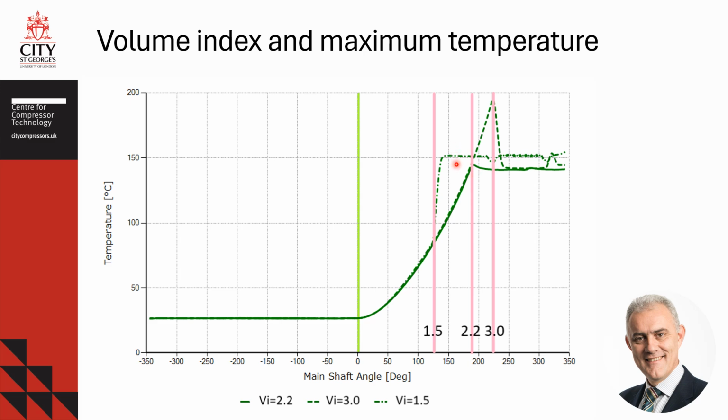As it can be seen in this T-alpha diagram, the compressor with a volume index of 2.2 will not exceed a temperature of 140 centigrade. Both compressors with the lower and higher volume index will experience higher temperatures during the compression. In the case of VI equal to 3, the temperature will reach almost 200 centigrade. Due to the thermal expansion, there is a risk of failure.